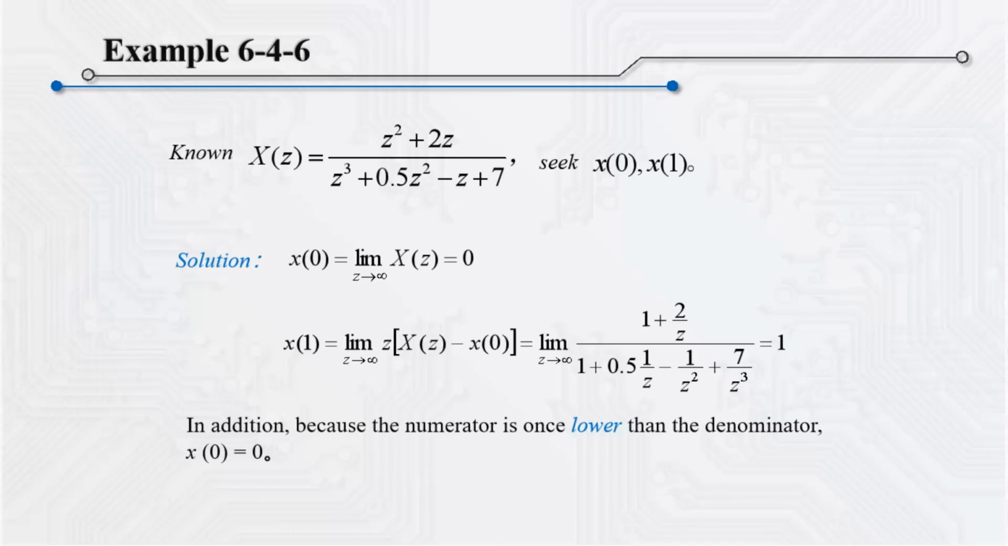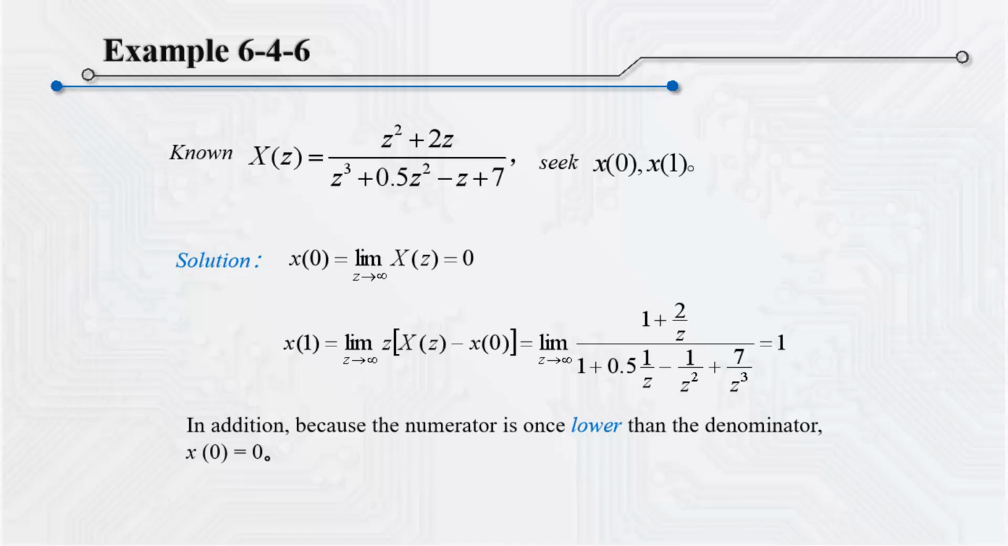Let's look at a specific example. The known x of z expression is as follows. We are required to find its initial values x of 0 and x of 1. Without seeking the inverse z transform, we use the result of the transformation. It is convenient to use the initial value theorem to solve the two initial values x of 0 and x of 1 accordingly.